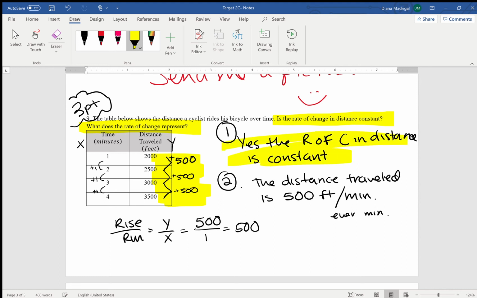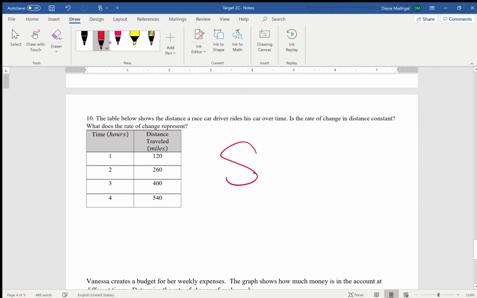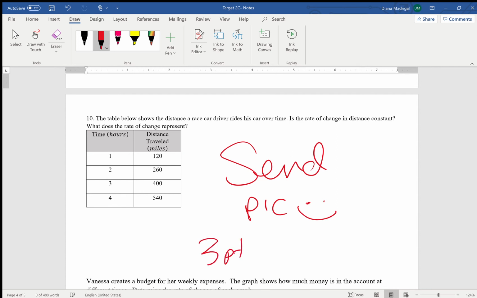Next, you need to answer question number 1 and then you need to answer question number 2. That's how you get 3 points. 1 point here, 1 point here, 1 point here gives you 3 points. Okay. You're doing question number 10 and again you're sending a picture. Okay, again, 3-point questions, so make sure you know how to do them. All you have to do is send a picture, that's it.